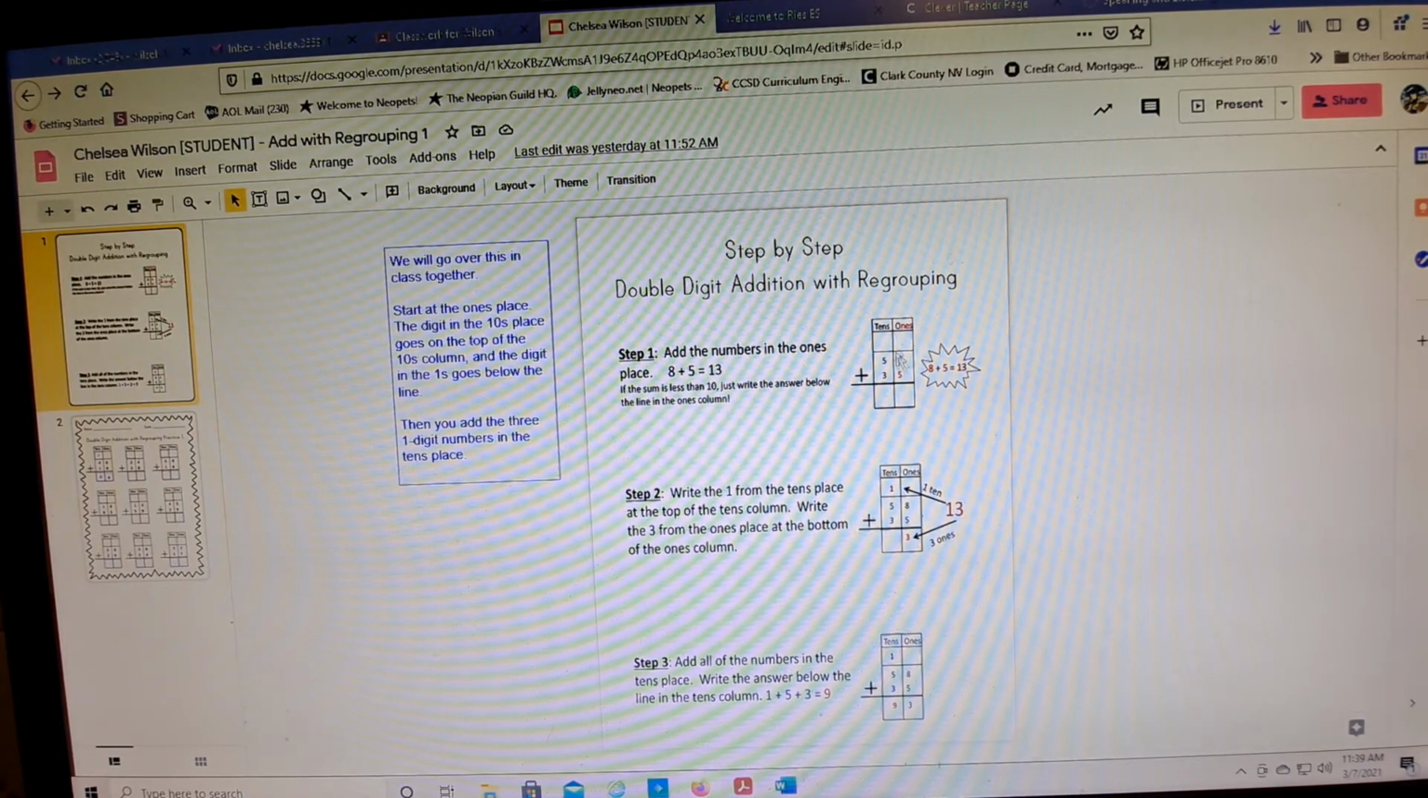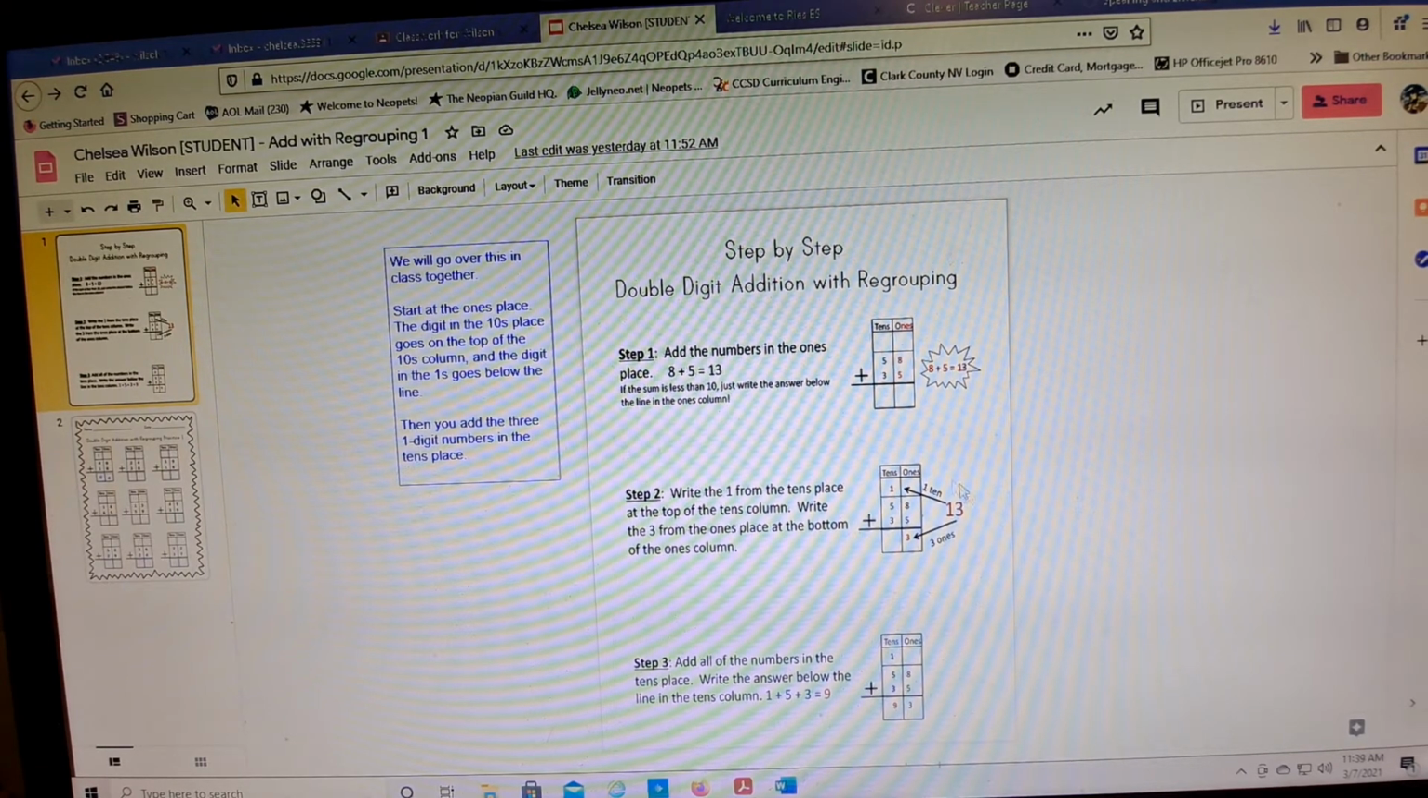When you add the digits in the ones place, if it's 10 or more, then you're going to need to regroup. And if you look at this number 13 like they did here, you notice that you've got a digit in the ones place and a digit in the tens place. The digit in the ones place stays in the ones place, but that digit in the tens, the arrow shows it slides right up over here into the tens place.